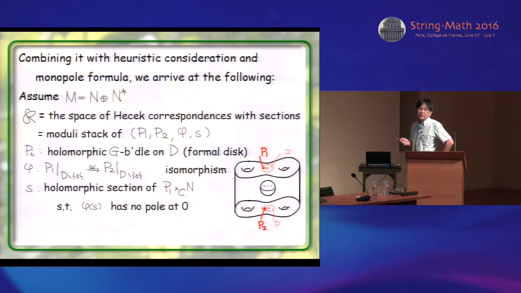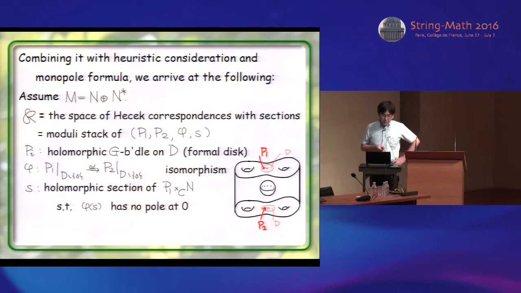M is N plus N star. But this is a rather mild assumption, and even under this assumption, there are lots of interesting examples. So anyway, there's another typo here. Instead of just considering the moduli space of solutions, I consider the correspondence.